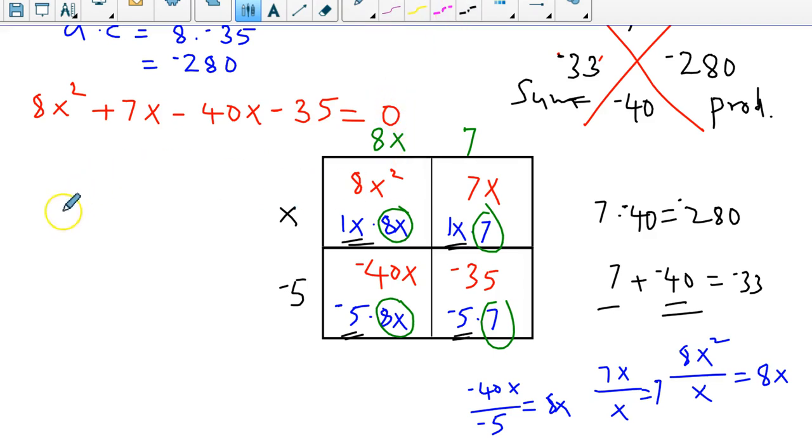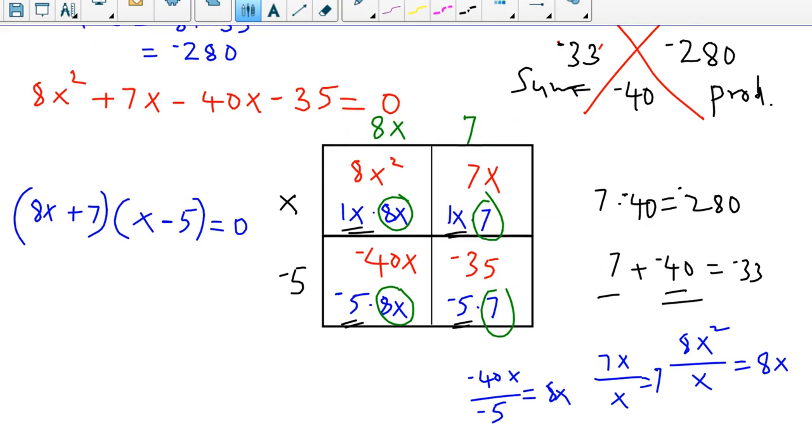Let me write it down. The first one here, I have 8x plus 7, that is the first factor, times x minus 5 is equal to 0. And if you want to write x minus 5 first, that's fine. X minus 5 times 8x plus 7 equal to 0, that's fine. Because of the commutative property of multiplication, if you write this factor first or that first, it doesn't matter. But by default, I just take the top row first.